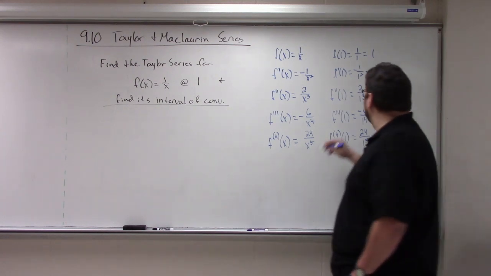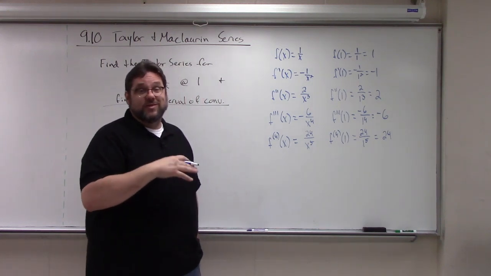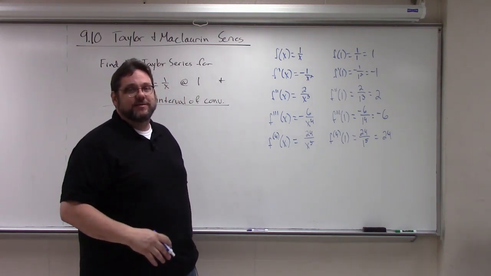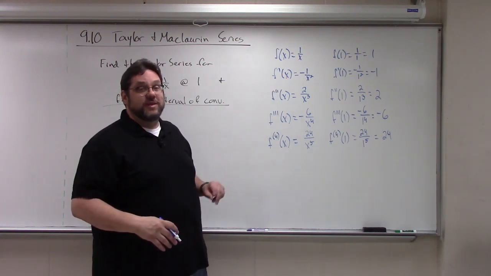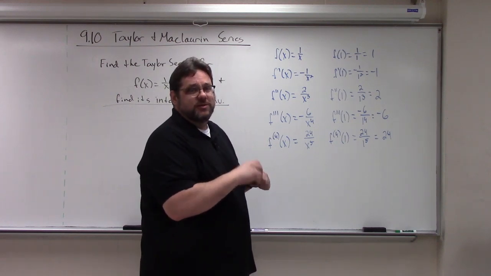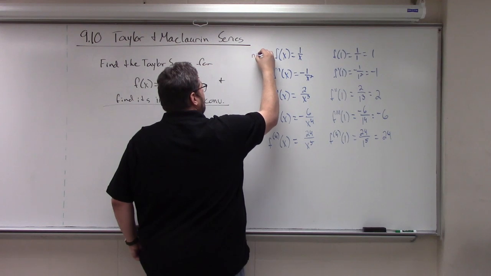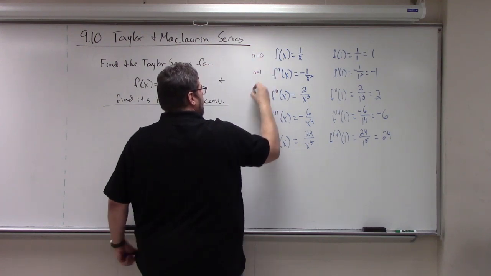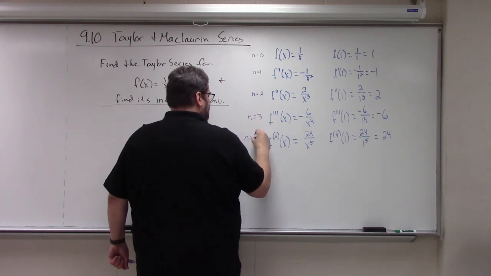All right, so let's look at these values over here. This pattern may not be familiar to you because you haven't done this as much, but I've done it a lot. First of all, we're alternating positive and negative. So let's go ahead and make some notations here. This is n equals 0, n equals 1, n equals 2, n equals 3, n equals 4, all right?